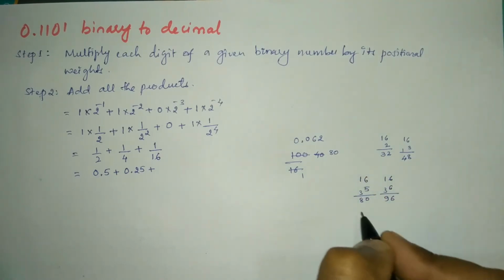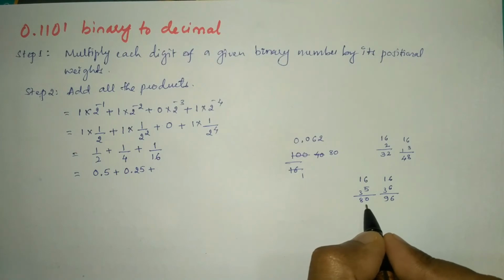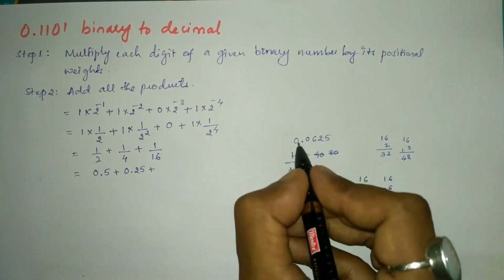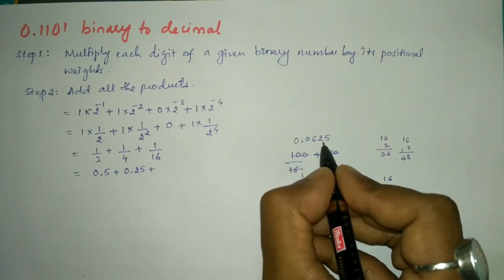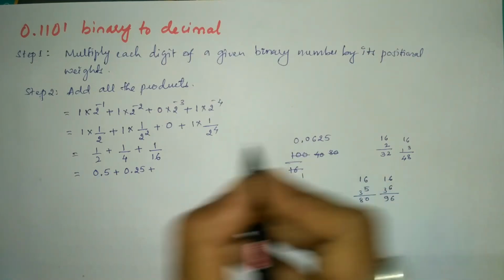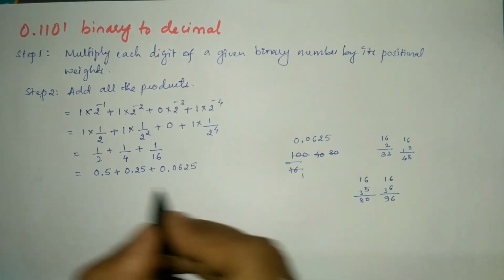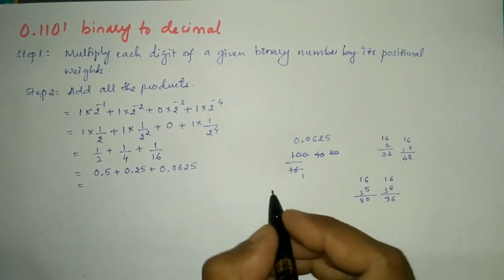So 16, how much are 80? Here you can see 16 5s are 80, so it will get cancelled by 5. So here we got 1 divided by 16 as 0.0625. Here I'll write 0.0625. Now add all of these fractions.